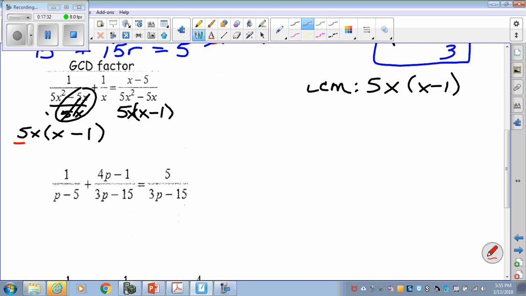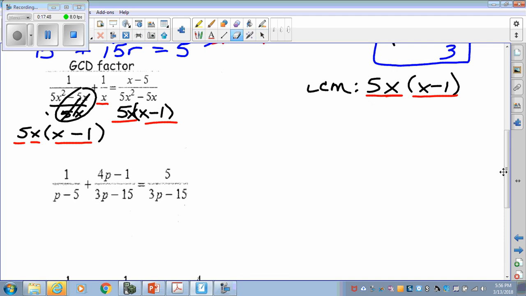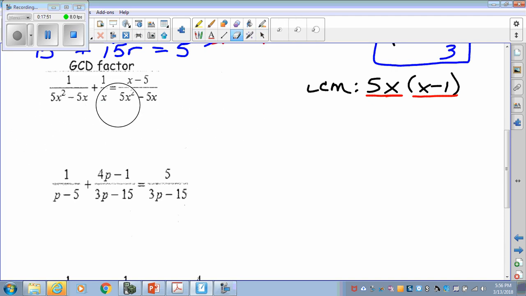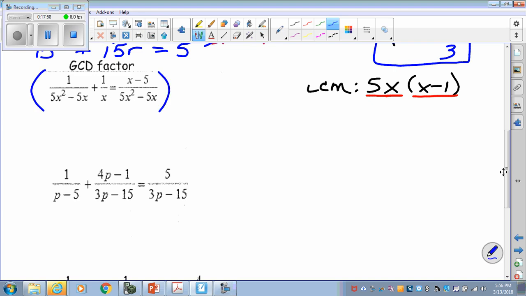So that takes care of that, 5x and x minus 1, those are those 3 factors. Well, this one just has an x, so we've got the x taken care of, right? And then this one needs the 5x, so we got that, and an x minus 1, so we've got that. So that's the least common multiple, all right? So now what I'm going to do is multiply everybody by 5x times x minus 1. All right?